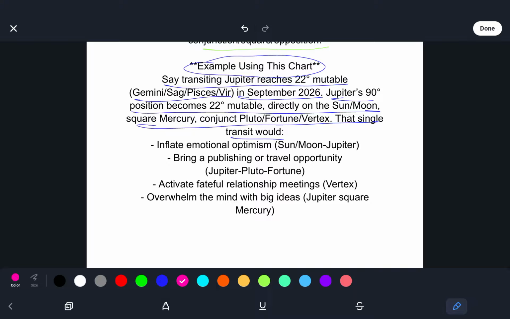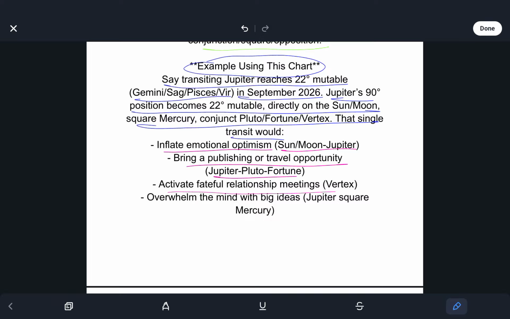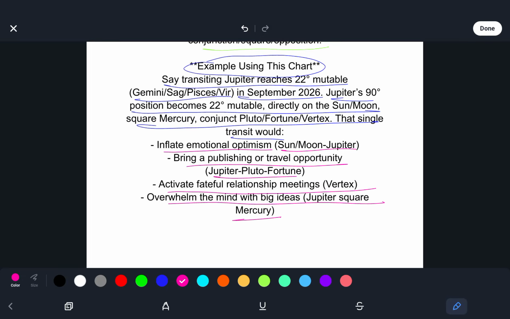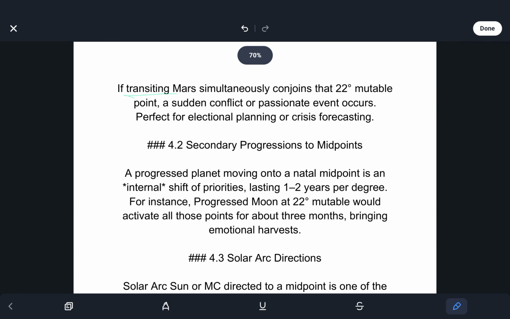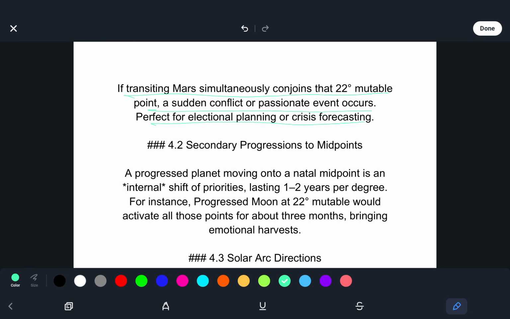So that single transit would inflate emotional optimism, Sun, Moon, Jupiter, bring a publishing or travel opportunity, Jupiter, Pluto, Fortune, activate fateful relationship meetings, Vertex, and overwhelm the mind with big ideas, Jupiter square Mercury. If transiting Mars simultaneously conjoins that 22 degrees mutable point, a sudden conflict or passionate event occurs, perfect for electional planning or crisis forecasting.